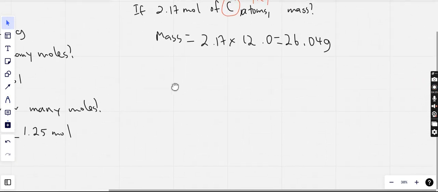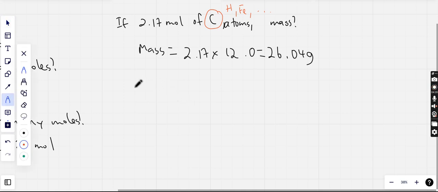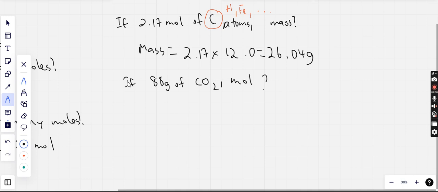But how about now I say, if, why am I using red? Let me switch back. How about if we have, let's say, 88 gram of carbon dioxide? How many moles do I have? So now let's calculate the molar mass of CO2. For carbon it is 12, then oxygen is 16.